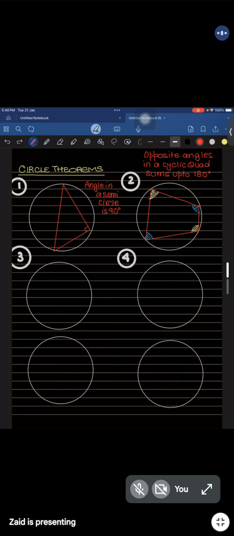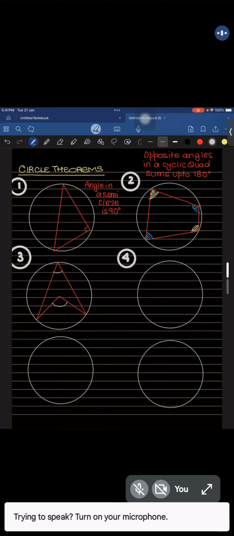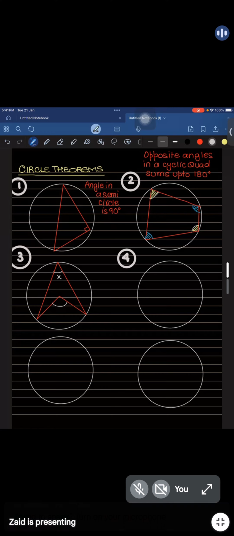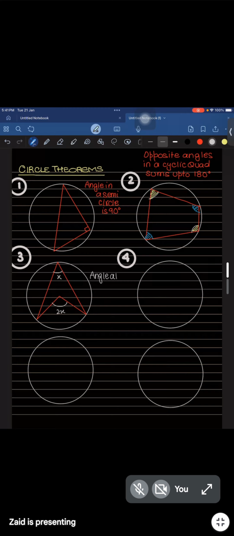Rule number 3. Angle at the center is double the angle at the circumference. This is the angle at the center, and this is the angle at the circumference. So if this is x, this one is going to be 2x. Okay? So the rule says angle at center is double the angle at circumference.